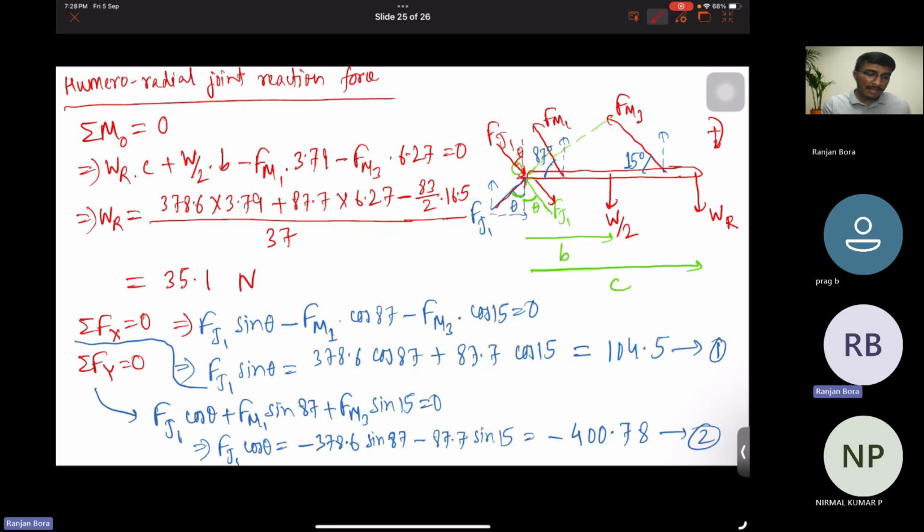So is this clear? This is the joint reaction force in the humeroradial joint. So we have found out the joint reaction force in one joint. Is it clear? Do you have any doubt? Okay. Now we can apply the same approach to find out the humero-ulnar joint reaction force.